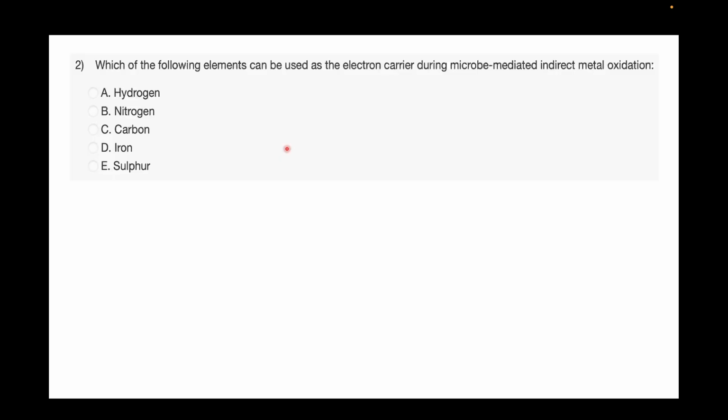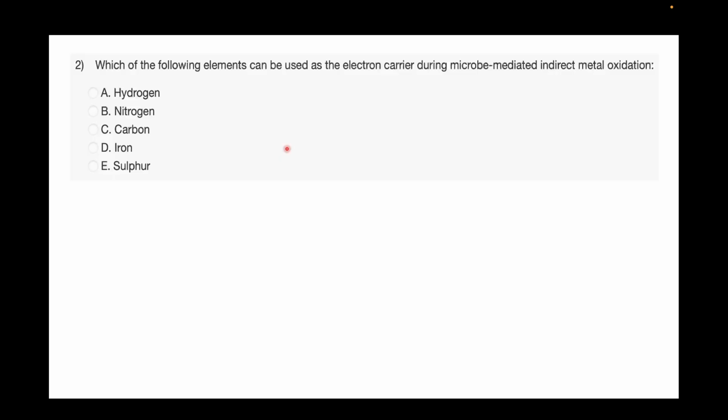Okay, I think that is enough time for this question. Which of the following elements can be used as the electron carrier during microbe mediated indirect metal oxidation? Okay, let us check if people have answered in the chat and comment box. Ankita has answered option D. Okay, now let's see the correct answer to this question.